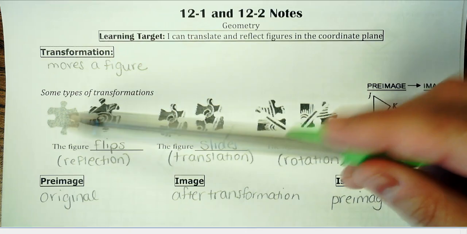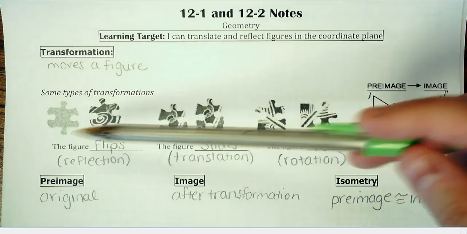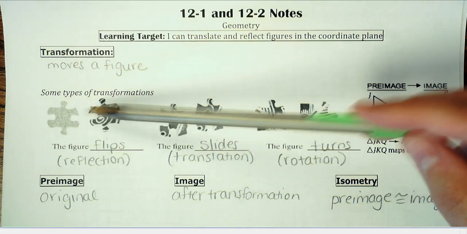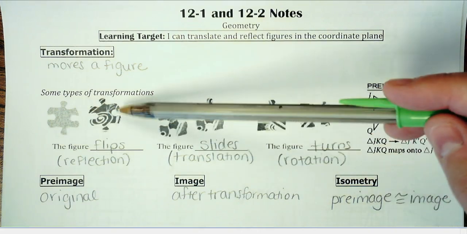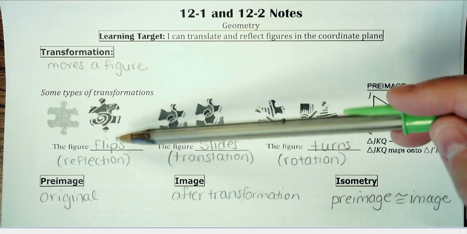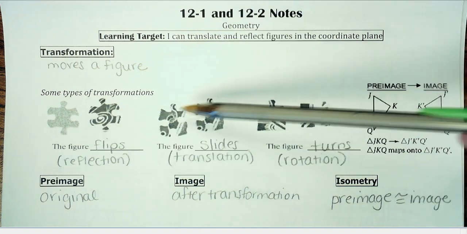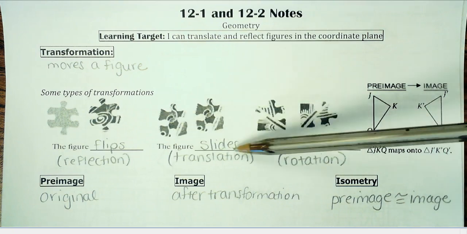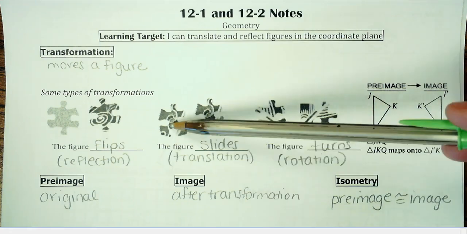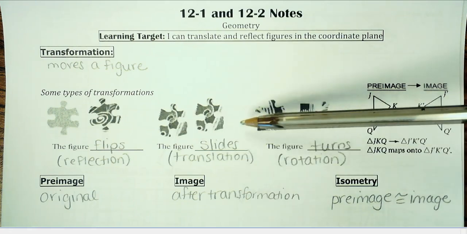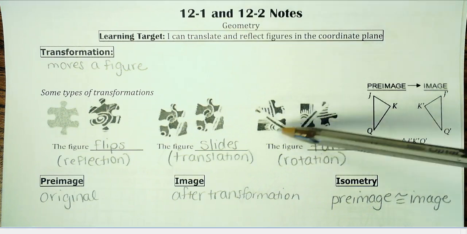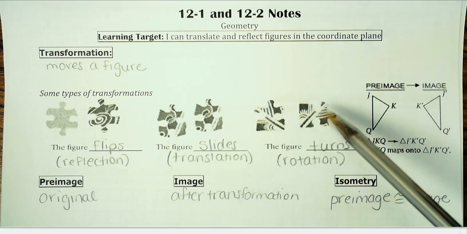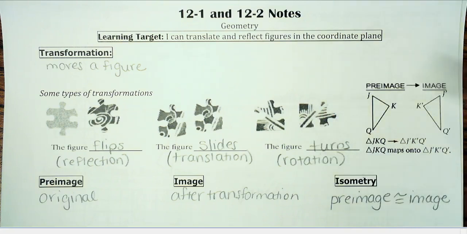So I just have some different little puzzle pieces to illustrate this. This is like the back side of a puzzle piece, like the cardboard. This is a piece that's been flipped over, and so if the figure flips, that's called a reflection. These are the same two pieces, just one of them is moved over slightly, or a slide. That's called a translation, when you just shift a figure in a certain way. And then here, these are the same two pieces. This piece is turned a completely different direction, and a turn is called a rotation.